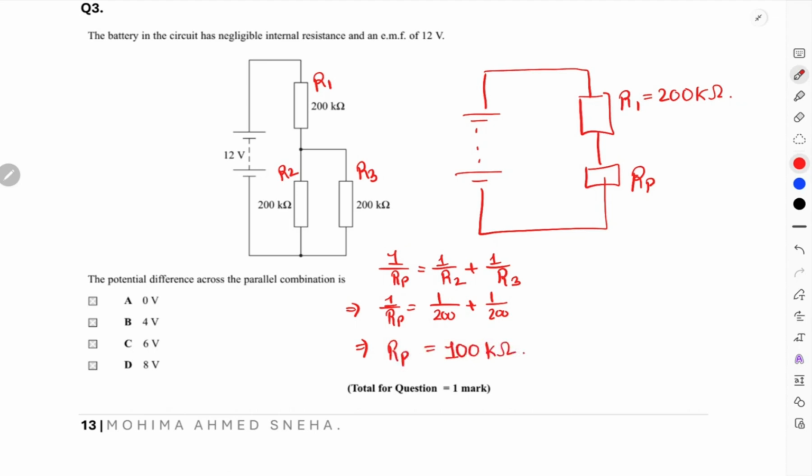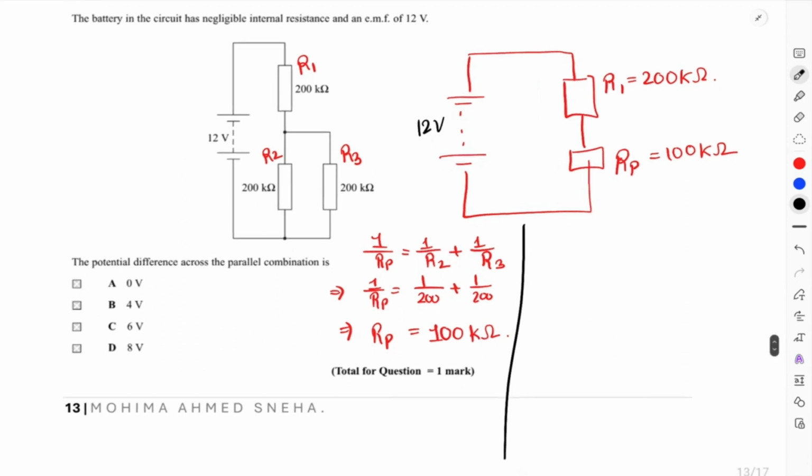Like, this entire parallel combination now has a total resistance of 100 kilo ohms. The kilo over here doesn't actually play an important role. Remember the total voltage over here was 12 volt, right? Now because of this 12 volt, it will be divided between the two resistors depending on their resistance. Now this is how the entire calculation will be.